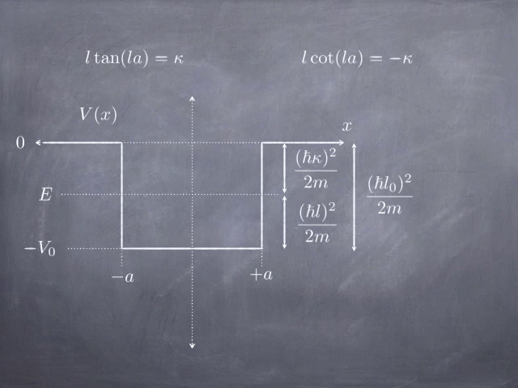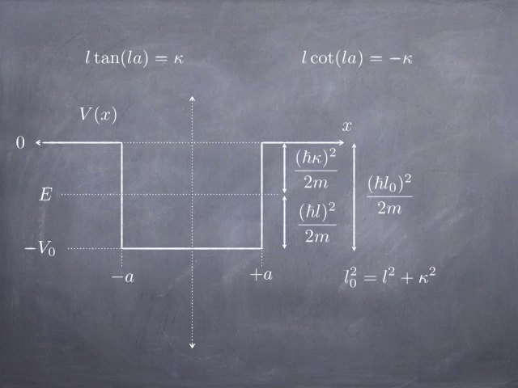If I define h bar L0 squared over 2m to be V0, that depth, then I can see that I get a condition on L0, L, and kappa. It looks almost like a Pythagorean theorem. The point is L0 is determined entirely by the depth of the well and the mass of the particle. So if you make little l bigger, you got to make kappa smaller. And if you make kappa bigger, you got to make little l smaller.